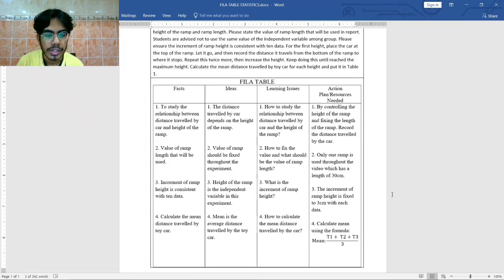For the last fact, we have to calculate the distance traveled by the toy car. From the fact, we know that the idea is the mean is the average distance traveled by the toy car. The learning issue is how to calculate the mean distance traveled by the car. In the action plan, we use the formula that mean is equal to (T1 + T2 + T3) / 3. We use this formula to get the mean data.